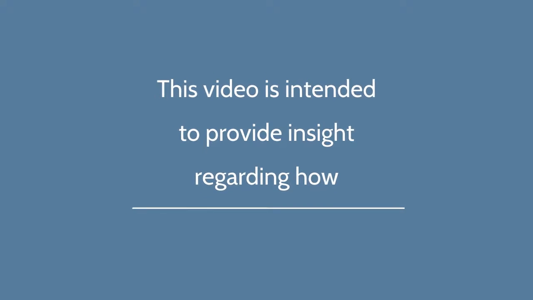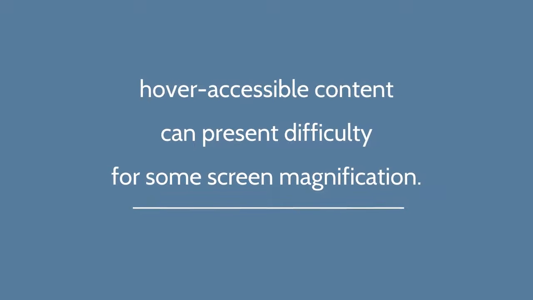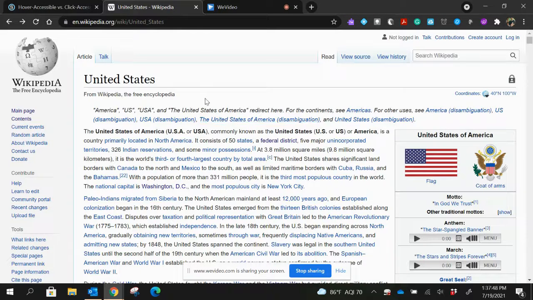This video is intended to provide insight regarding how hover-accessible content can present difficulty for some screen magnification. We are using a Wikipedia page today. This is being used because there is a lot of hover-accessible content.